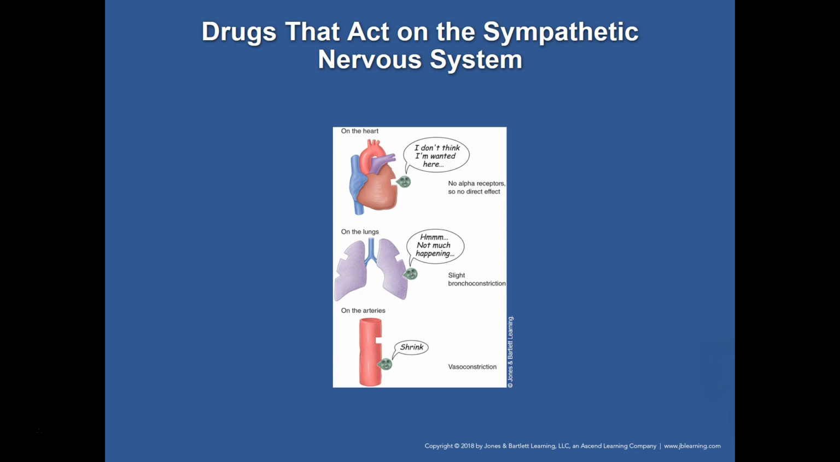The thing is, when we look at this, it has to be specific in order to target those organs. On the heart, there are no alpha receptors, so that alpha drug's not going to affect the heart. There are some in the lungs, not a whole lot, might cause a little bronchoconstriction, but not on a vast scale.